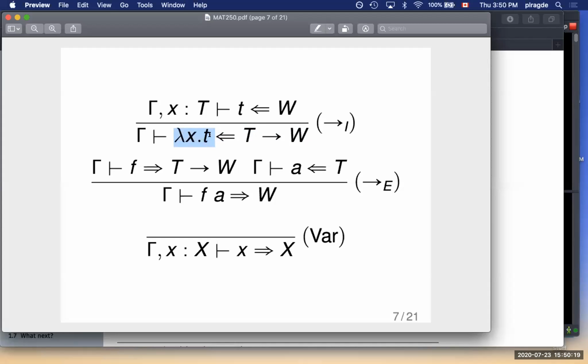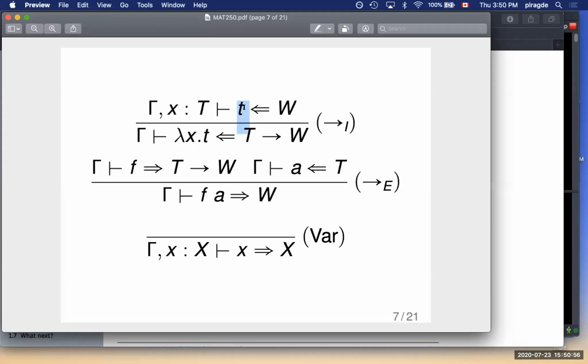And in order to do that, we peel off the X. We know that the function type consumes a T and produces a W. So X, the variable in the lambda, must have type T. We put that into our context because when we're working with just T, it's going to have occurrences of X in it. And we need to remember, for typing purposes, that X has type T.